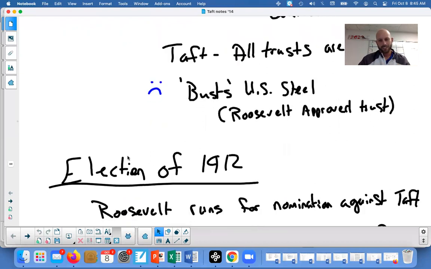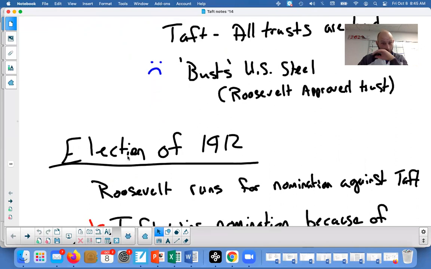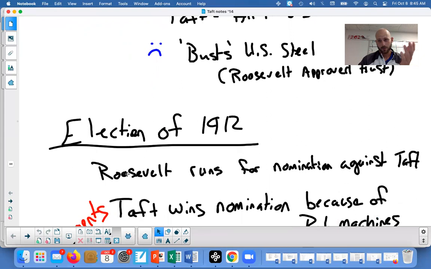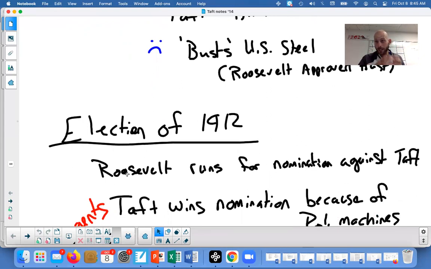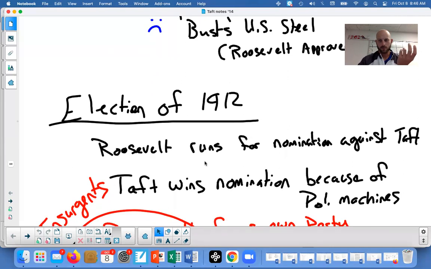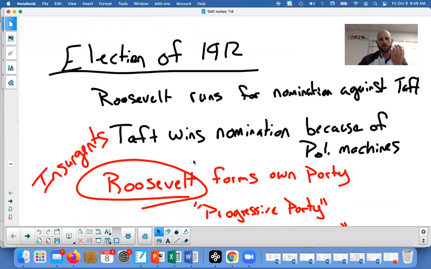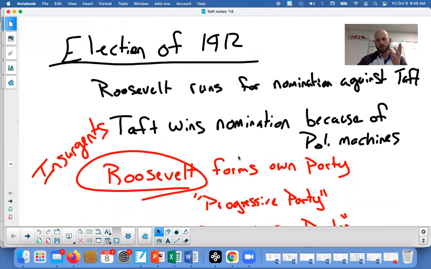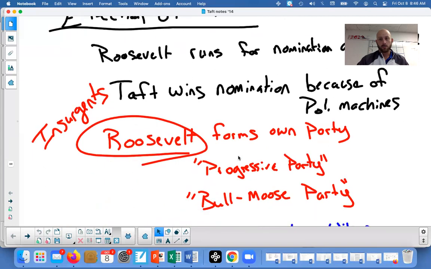in the election of 1912, Roosevelt runs for nomination against Taft. But Taft is going to win the nomination because the party insiders don't like Roosevelt, right? So Taft wins, and those political machines help him do that. So Roosevelt forms his own party. It's often called the insurgency, right? He calls it the Progressive Party, but once he was giving a speech, he's like, I feel as fit as a bull moose. And so we call it the Bull Moose Party.